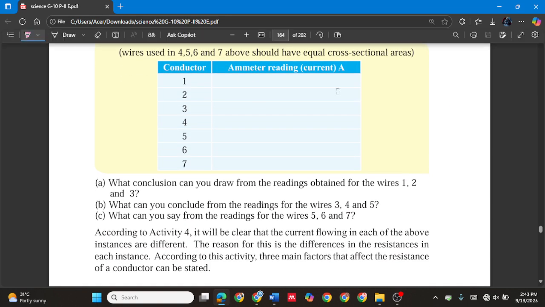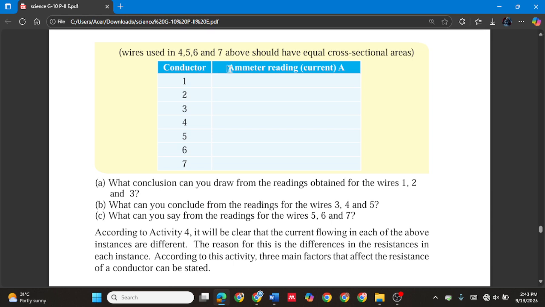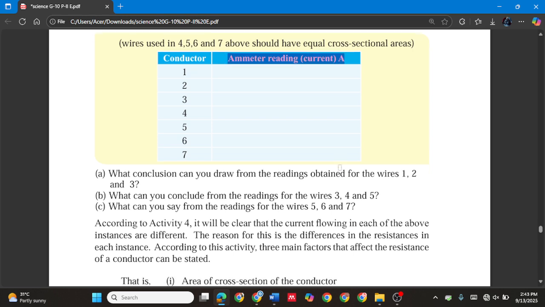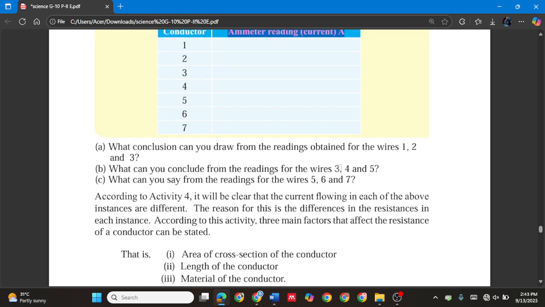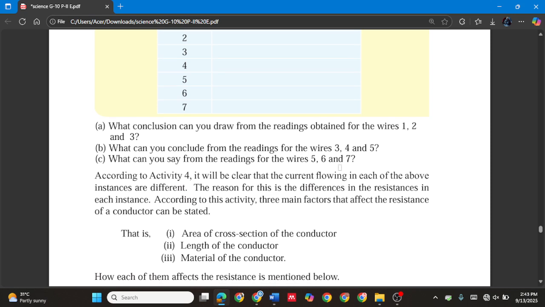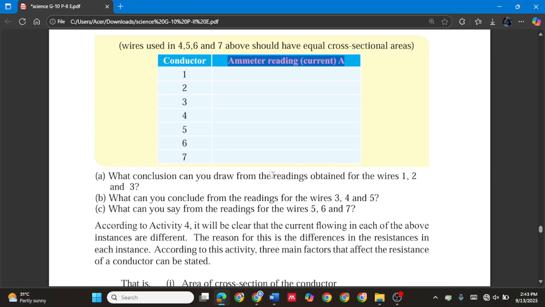So you have to write down the ammeter reading here. Ammeter reading, that means current, the amount of current passed through those conductors, you have to write it down. What conclusion can you draw from the readings obtained for the wires 1, 2 and 3? The same wire, the same component, that means same material, nichrome, but with three different cross-sectional areas. What can you conclude from the readings for the wires 3, 4 and 5?